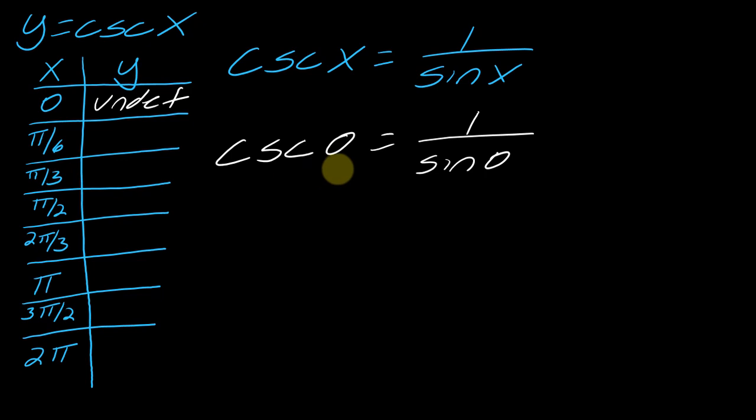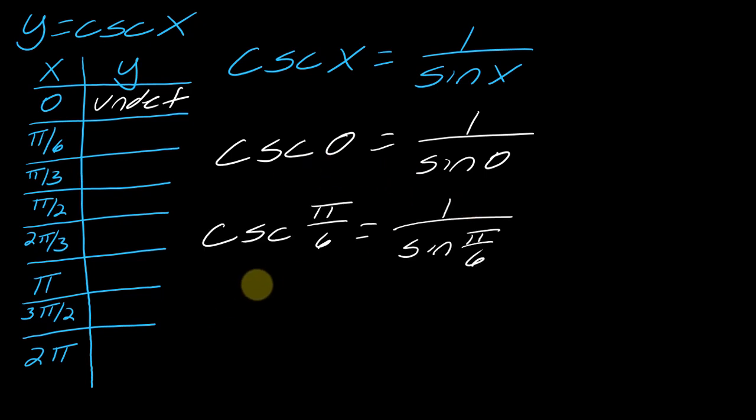So if I start with cosecant of 0, that'll be 1 over sine of 0, so that's going to be undefined. If I go with cosecant of pi over 6, that'll be 1 over sine of pi over 6. And again, sine of pi over 6 is 1/2. So then you've got to just do your magic, and this will work out to being just 2.